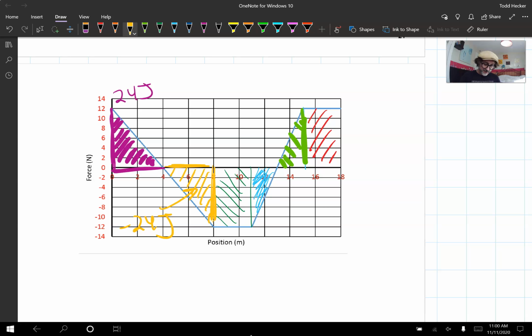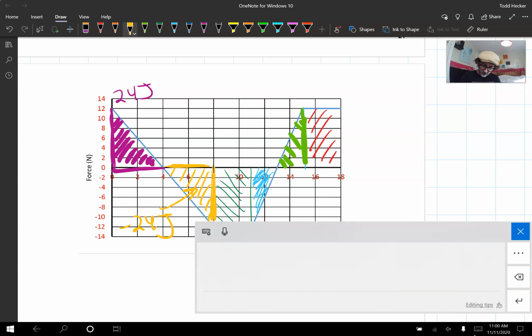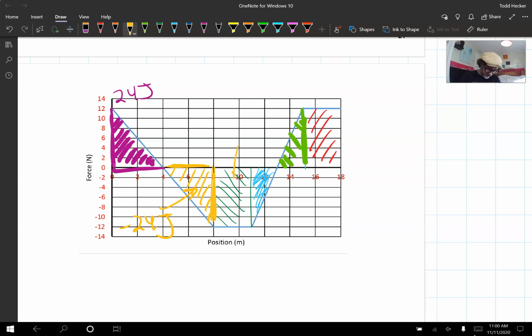Okay. And so you just kind of keep going and you find all these areas, all right? So this area is going to be 3 times negative 12, so that's negative 36 joules. This blue one here is 2 times negative 12, but it's half, so that's negative 12 joules. This green one over here is positive 12 joules, the red one over here is what, 3 times 12, so 36 joules.